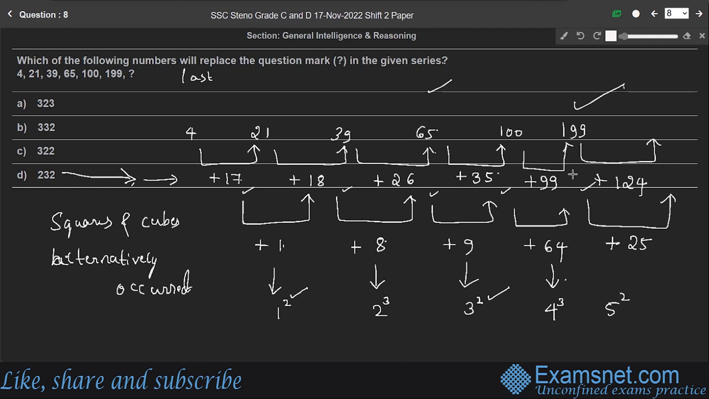Therefore, in the first row, the number to be added is 124 to the last but one number, which is 199. Therefore, we get 199 plus 124 is 323. Therefore, the last number is 323. Option A is the right answer.